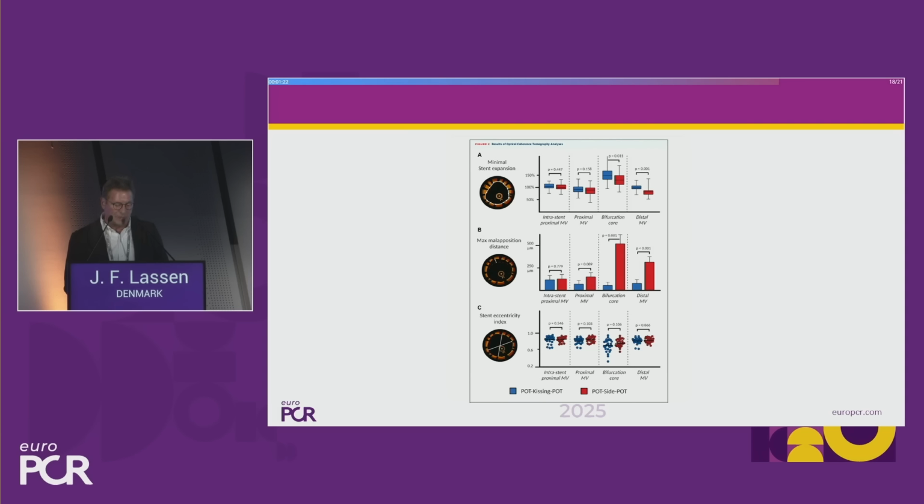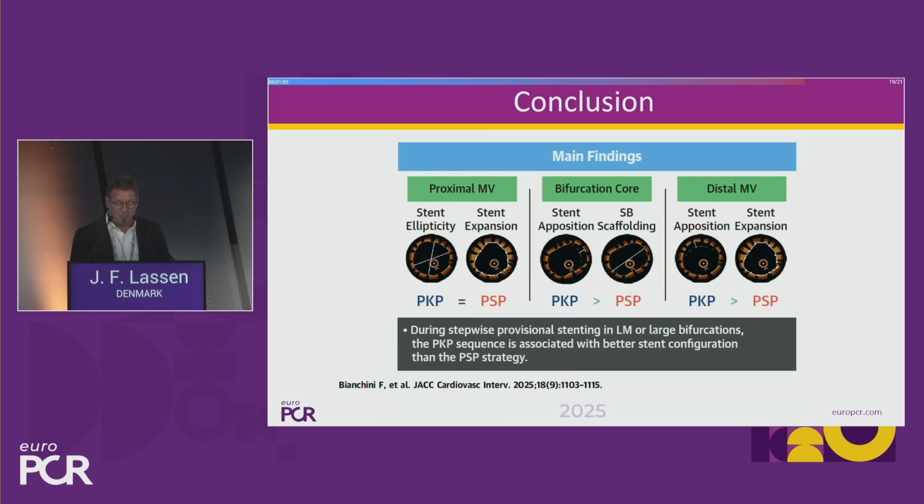And the result came out very nicely that there was far better minimal stent expansion, maximum malapposition distance, and stent eccentricity index in the POT-kiss-POT group. So the conclusion was that during stepwise provisional stenting in left main or large bifurcation, the POT-kiss-POT sequence is associated with better stent configuration than the POT-side-POT strategy.